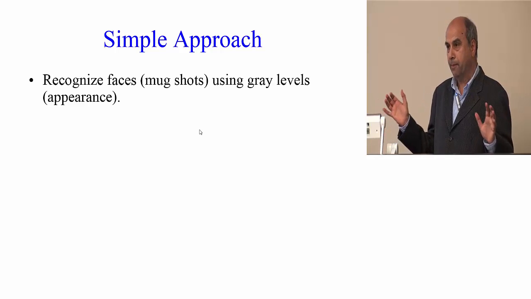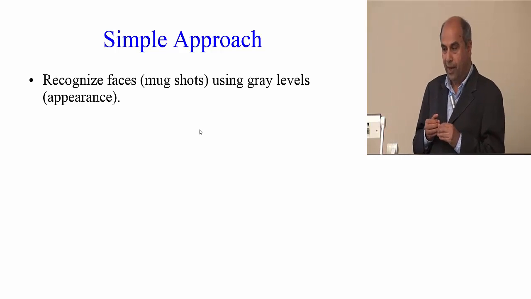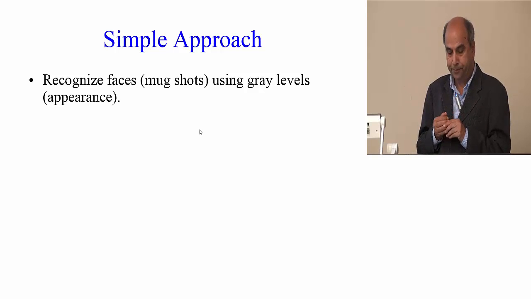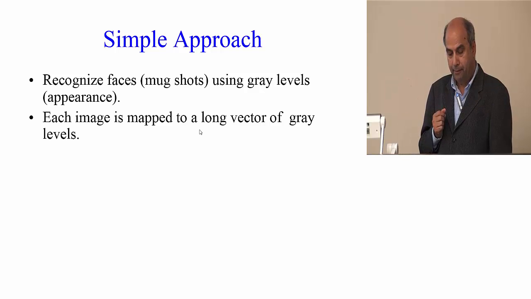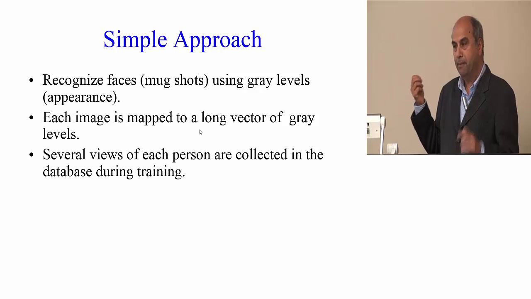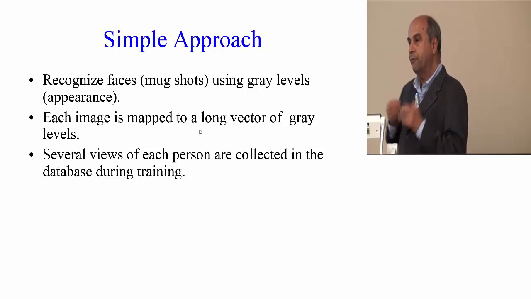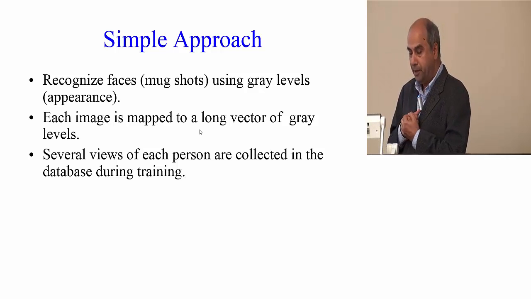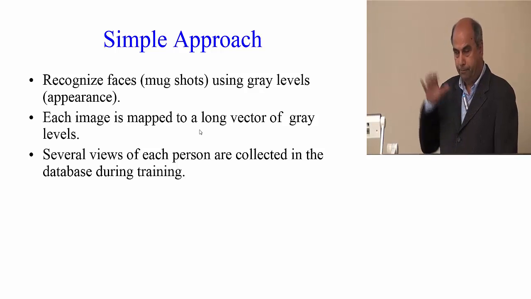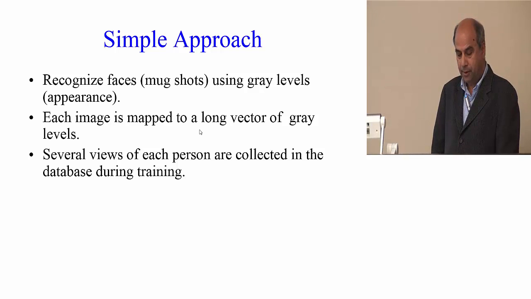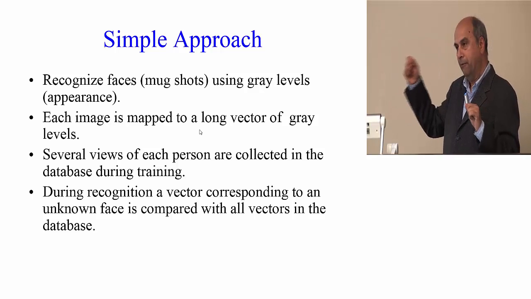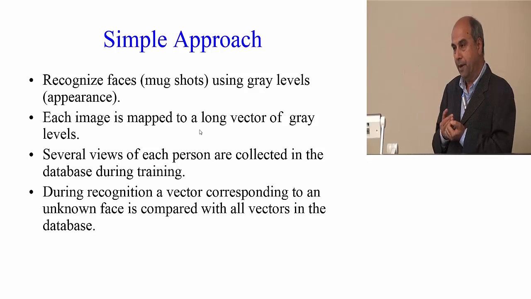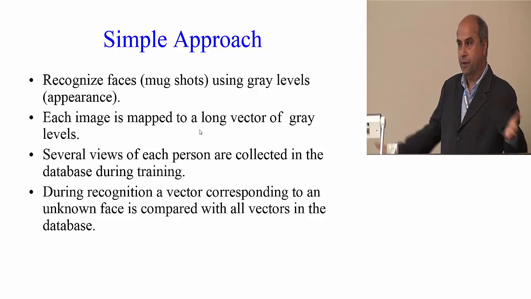So what would be a simple approach? We have an image, and we can take the gray levels in that image and make a long vector out of that, and maybe we can get several views, several examples of that same image, and put them in the database. Then we are given an unknown image, we make a vector out of that, and we just compare one by one, and whichever matches, that's a match. That will be the first thing you would do.